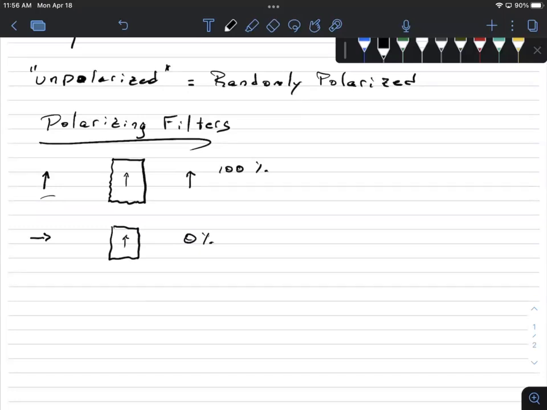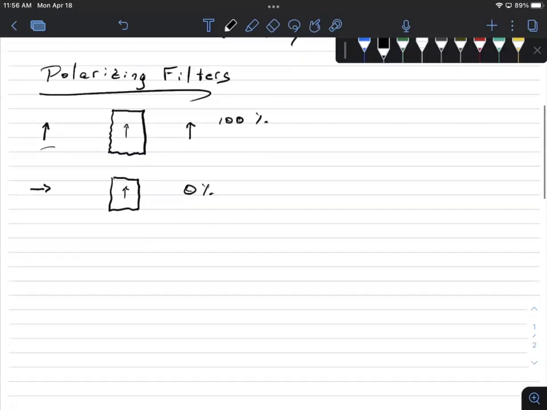And of course, if the light is polarized somewhere in between, then you get some light going through, but not all of it. So it darkens the light. It shades it. So because people have invented this type of material, we could do things, very fancy things.